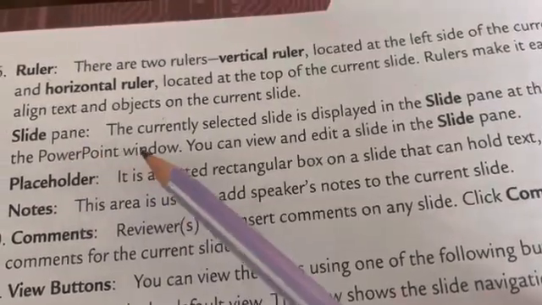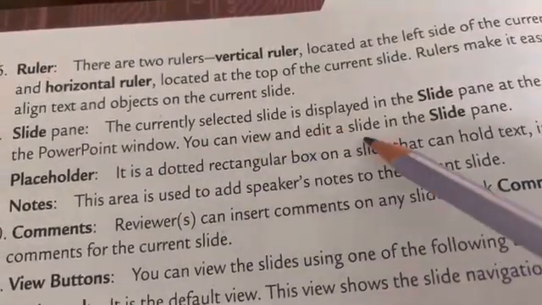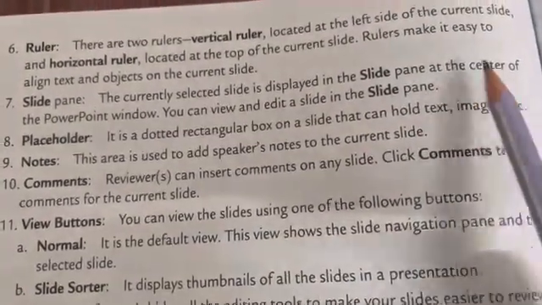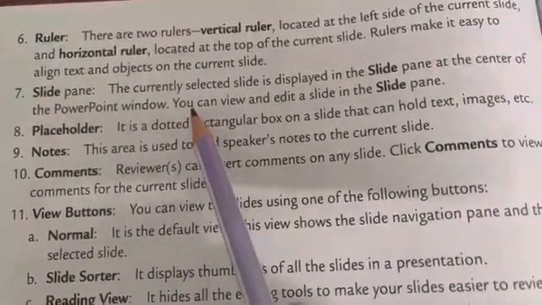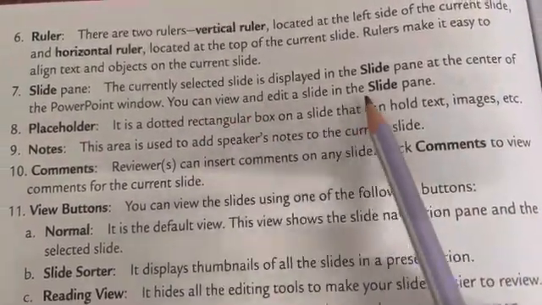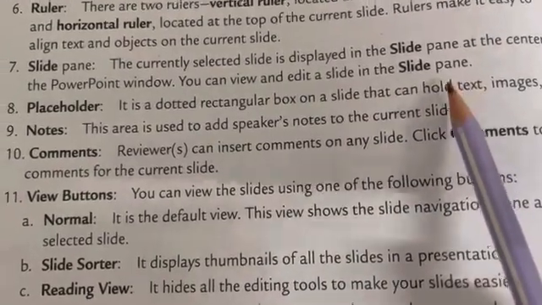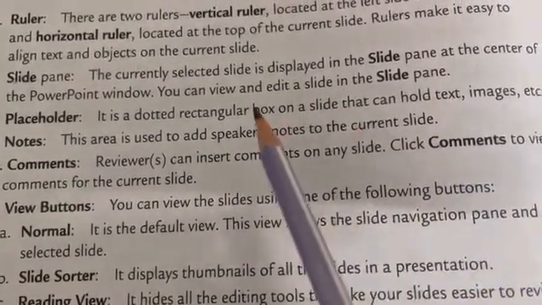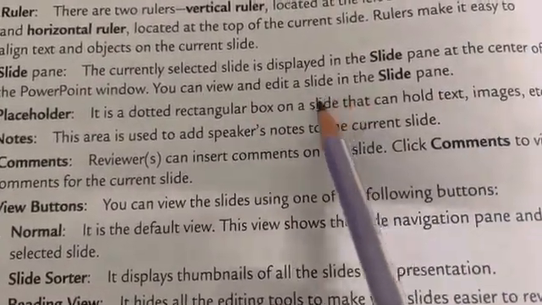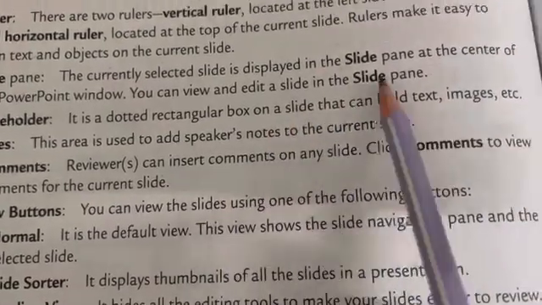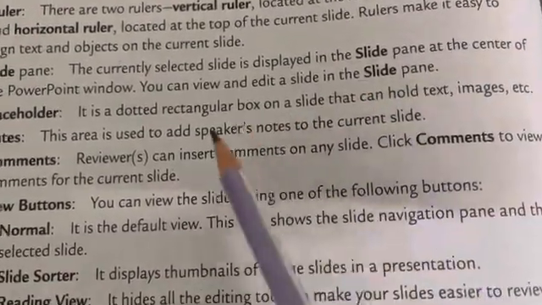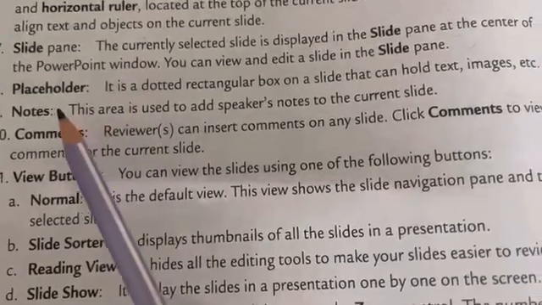Slide pane. The currently selected slide is displayed in the slide pane at the center of the PowerPoint window. You can view and edit the slide in the slide pane. Right? In the slide pane you can do editing or you can view the slides that you have already made on the PowerPoint window.